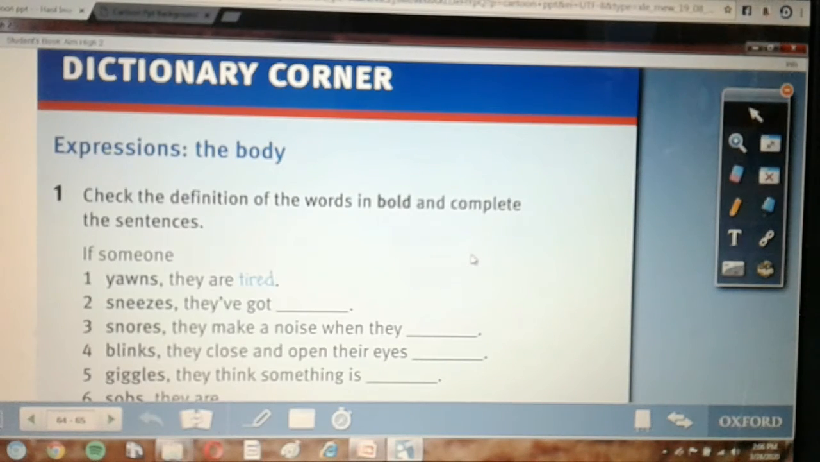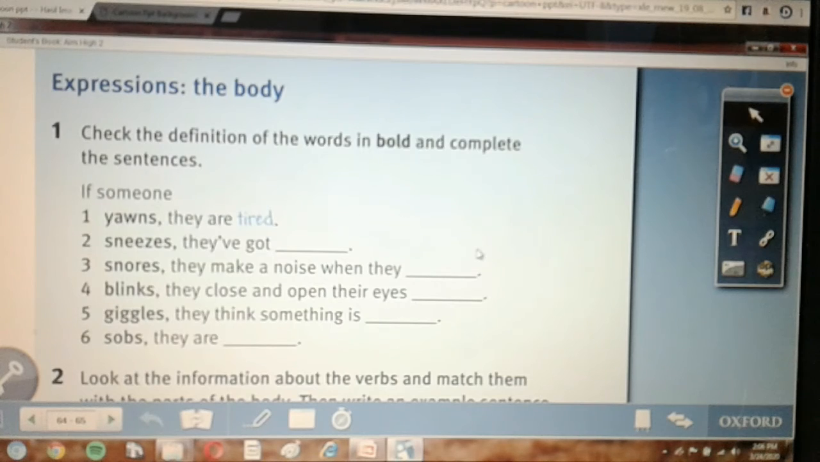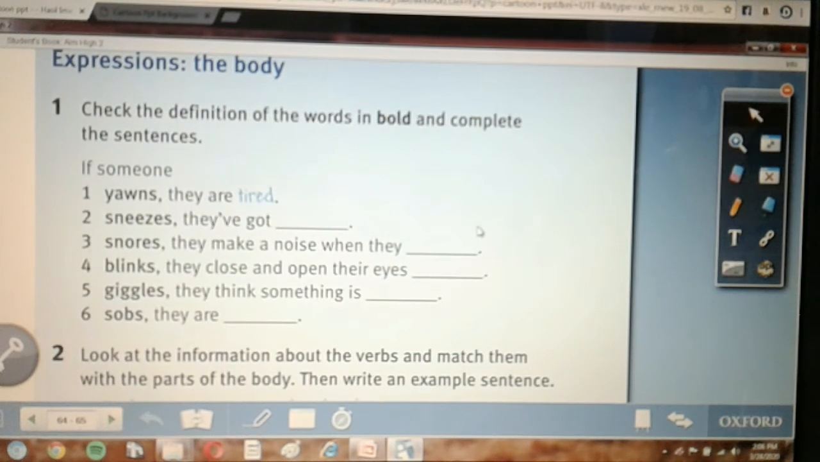Right, now concentrate on the dictionary corner. This time, you can learn lots of things about expressions that come from our body. Pay attention to part 1. In part 1, you have to check the definitions of the words in bold and complete the sentences. For example, if someone yawns, they are tired. Yawns is an expression that you make whenever you are tired. This is the expression of yawn.